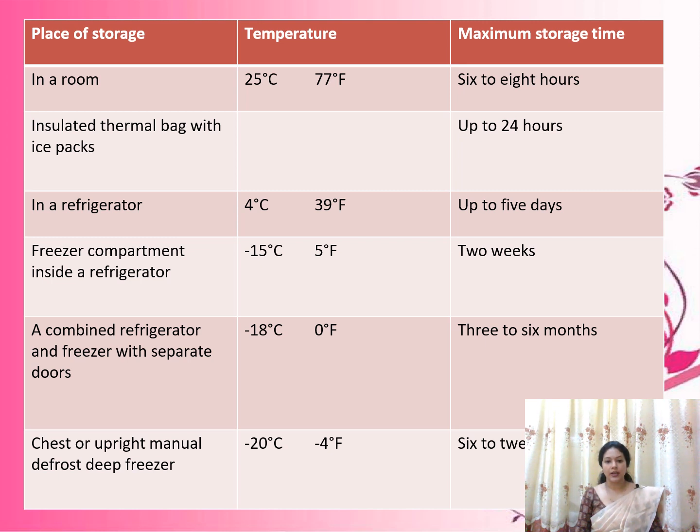And if you are keeping it in the refrigerator, that is at 4 degrees centigrade, you can use it up to 5 days. And if you are keeping it in the freezer compartment inside the refrigerator, that is at minus 15 degrees centigrade, you can use it for 2 weeks. And if you are using a combined refrigerator and freezer with separate doors, that is if the temperature is minus 18 degrees centigrade, you can keep it up to 3 to 6 months. And if you are using an upright manual defrost deep freezer, that is if the temperature of the freezer is minus 20 degrees centigrade, you can keep it for 6 months to 12 months.